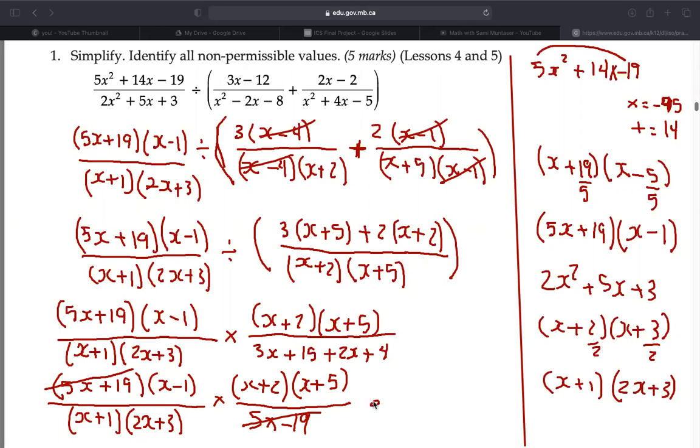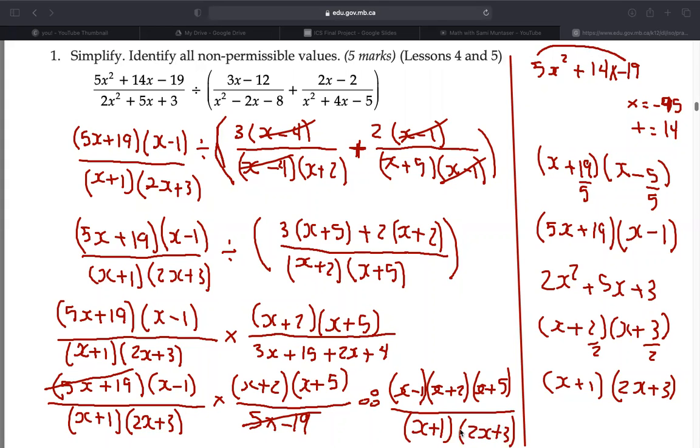And therefore, the final answer, you multiply the tops together, so you get x minus 1, x plus 2, and x plus 5 in one bracket, or in 3 different brackets, all over x plus 1 and 2x plus 3. Now they say write the non-permissible values. So from here, the non-permissible values, x cannot equal -1 and -2/3.